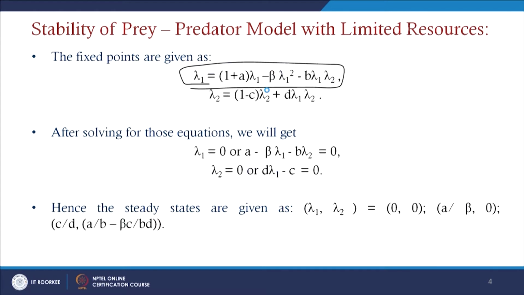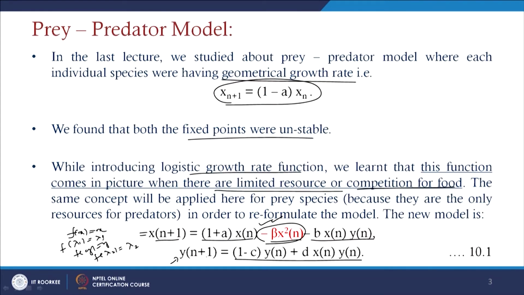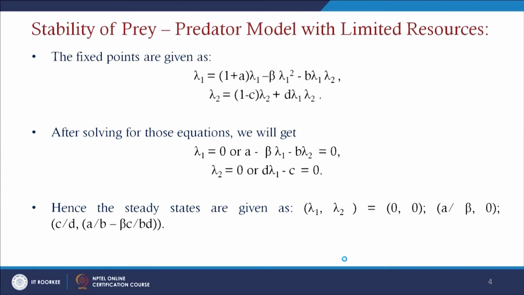Similarly, if we put y as lambda 2, it can be written as lambda 2 equals (1 minus c) lambda 2 plus d lambda 1 lambda 2. If we solve these two coupled equations, we find that the first equation provides lambda 1 equals a by beta, and then we get lambda 2 equals 0.